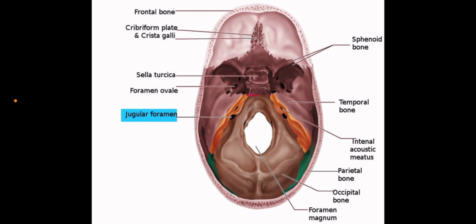In the MRCS OSCE exam, the examiner may ask you to identify the foramen, and then he will ask you what other structures pass via this foramen. Thank you, good luck. Next we're going to continue with the mnemonics for the rest of the anatomy, especially regarding the MRCS OSCE stations.